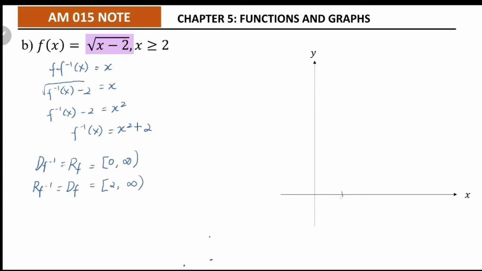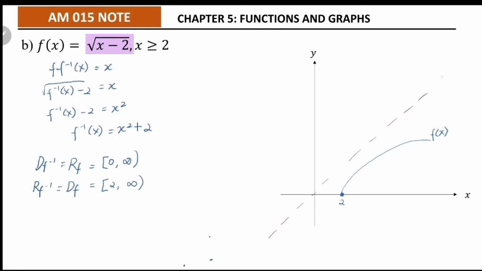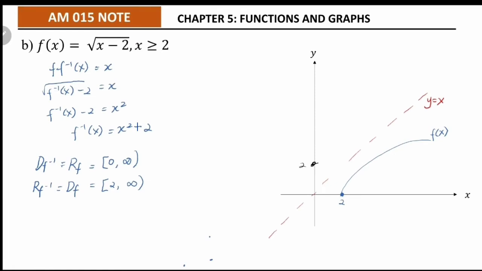f starts at 2 and takes positive values. 2 is included, so we use a closed circle. x positive, square root positive to the right. So this is f(x). Then f inverse is the reflection of f(x) at y equals x. Since f(x) starts at 2, f inverse also starts at 2, included. f(x) goes toward positive x, so f inverse goes towards positive y. This is f inverse. So f inverse is the reflection of f(x) at y equals x.